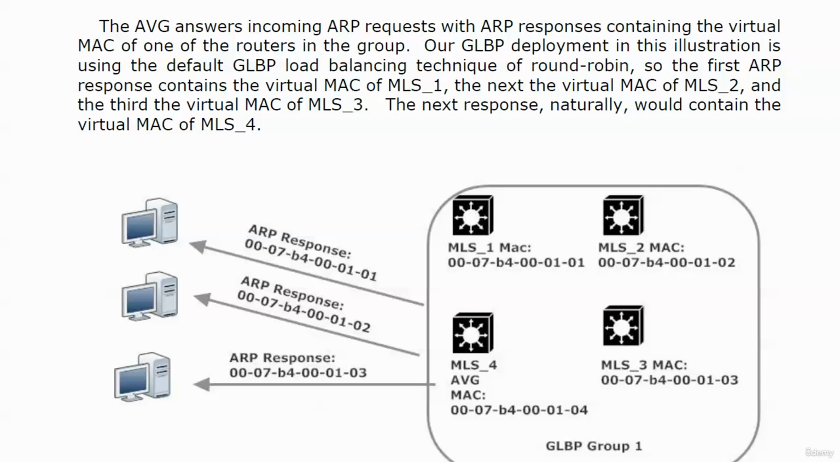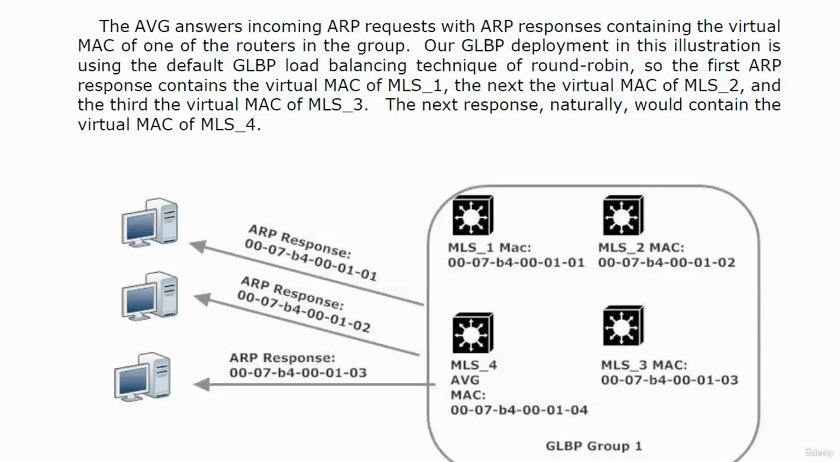So we saw the requests coming in, and the AVG answers those incoming ARP requests with ARP responses containing the virtual MAC of one of the routers in the group. And I know I've said that at least twice already, but it's a really important concept to remember.